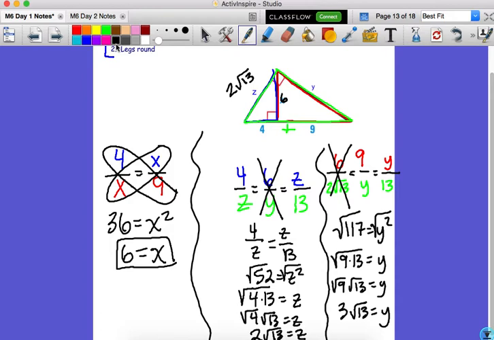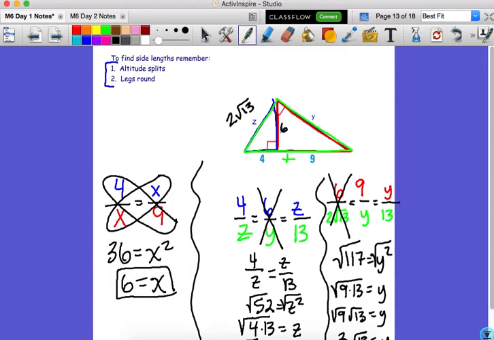Now, for what we just did, this process will work every time. However, for some of you, finding the smallest, the medium, and the large gets a little bit difficult sometimes. So I'm going to give you another option. Option 2 is that we memorize these two phrases, which are altitude splits and legs round. If we go back to what information we had from the beginning, the altitude is what drops down vertically. It's the height of that triangle.